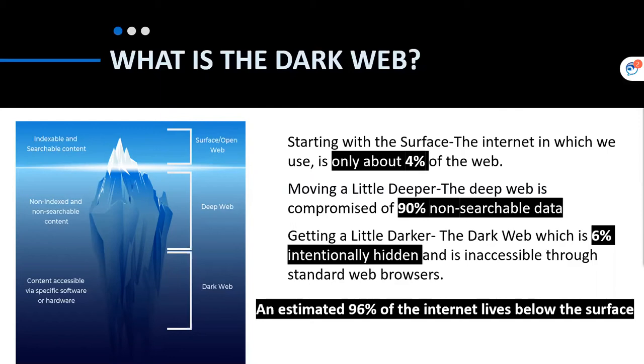And then you have your deep web, which comprises 90% of the web. And this is non-searchable data, things like webmail, online banking, and other things that are restricted, that the general public does not have access to. And then finally, we have the dark web, which is 6% of the internet, and that's intentionally hidden. You can't access that through your normal web browser. You need a special browser and sometimes special tools to be able to access the dark web. And this is where most of the illegal activity occurs.